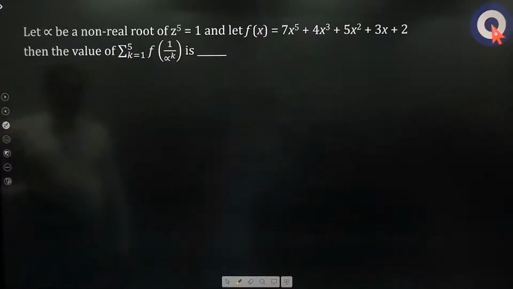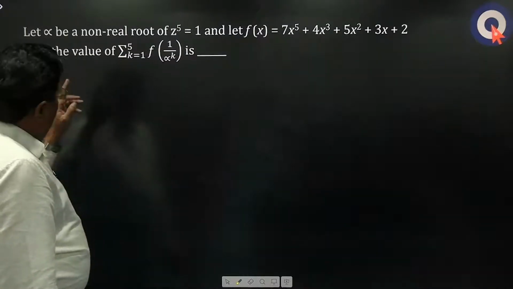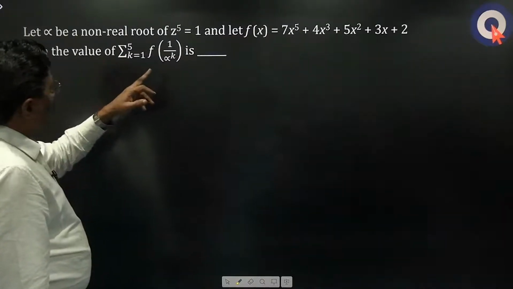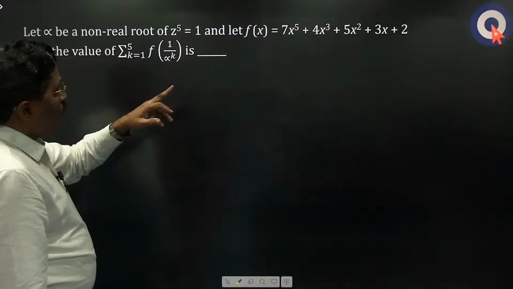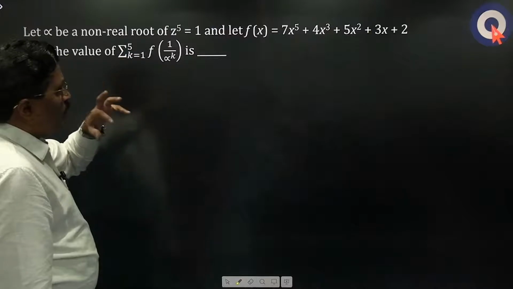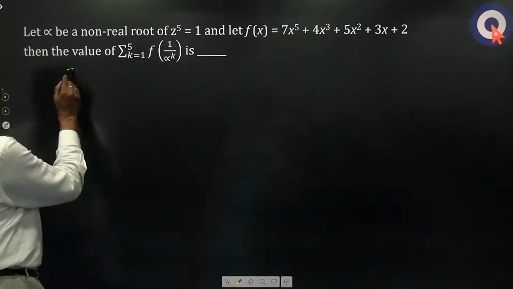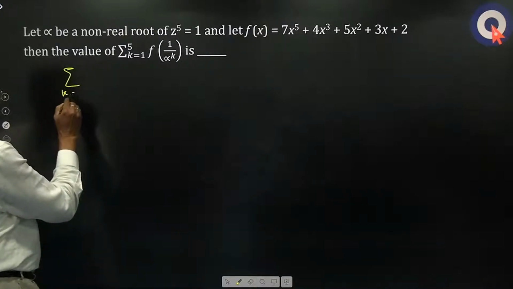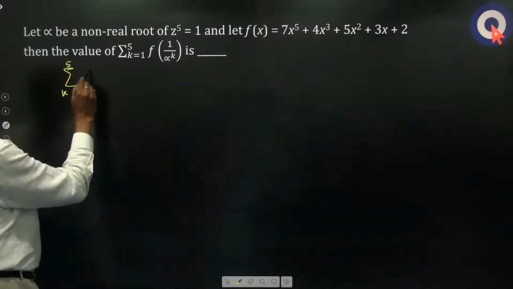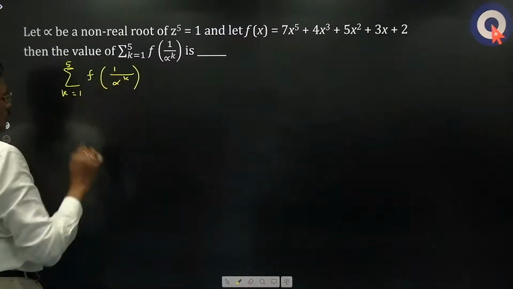Let alpha be a non-real root of z. It's an interesting question. Let alpha be a non-real root of z power 5 is equal to 1, and let f(x) is equal to a polynomial 7x power 5 plus 4x cube plus 5x square plus 3x plus 2. Then the value of sigma k is equal to 1 to 5, f of 1 by alpha power k. An excellent question this also.